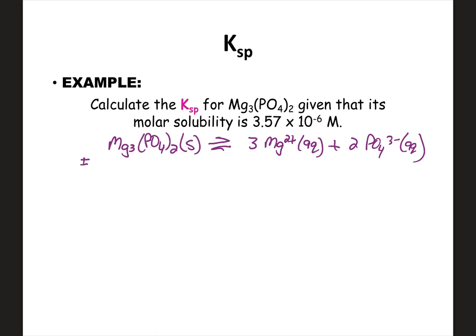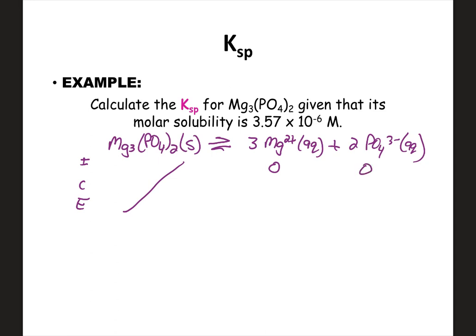Remember, this is an equilibrium problem, so we can do an ice table. It's just that for the solid here, solids don't participate in equilibrium. So there's nothing here written for the solid in that part of the ice table. That's something you just need to remember and be aware of here. So initially, our concentrations of Mg2+ and PO4 3- are 0. All right, there's nothing present initially here.